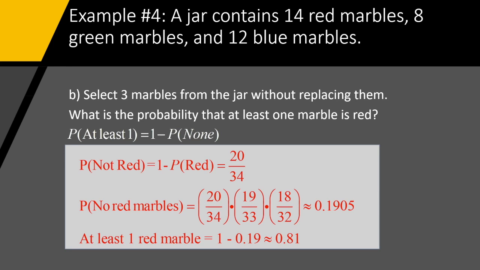Just a reminder that when you're doing these problems with selecting 3 marbles from the jar without replacement, you are always going to get what you want. You always get what you want in probability. So we always get a not red marble in this case, and then we get another not red marble, and then we get another not red marble. And so we can multiply those together and then subtract from 1 to get our final probability.